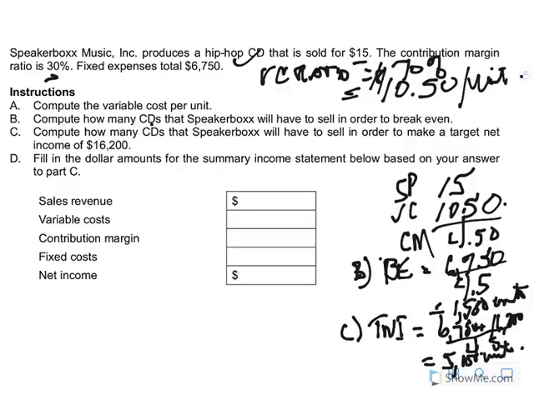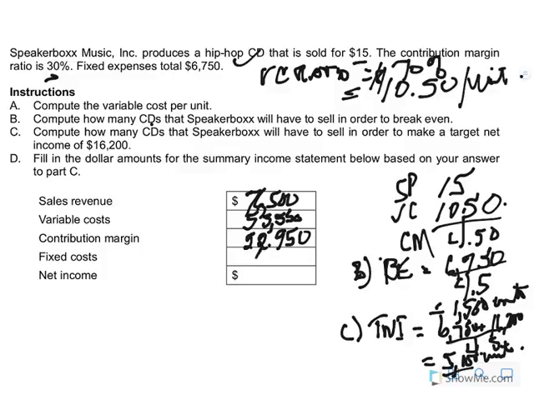In D part, they say, okay, now take that 5,100 units and tell me what the sales revenue will be. Well, 5,100 times 15, the sales revenue would be 76,500. The variable cost then would be 5,100 units times 10.50, which would be 53,550. Or you could have taken 70% of 76,500. The contribution margin, the difference between them, is 22,950.